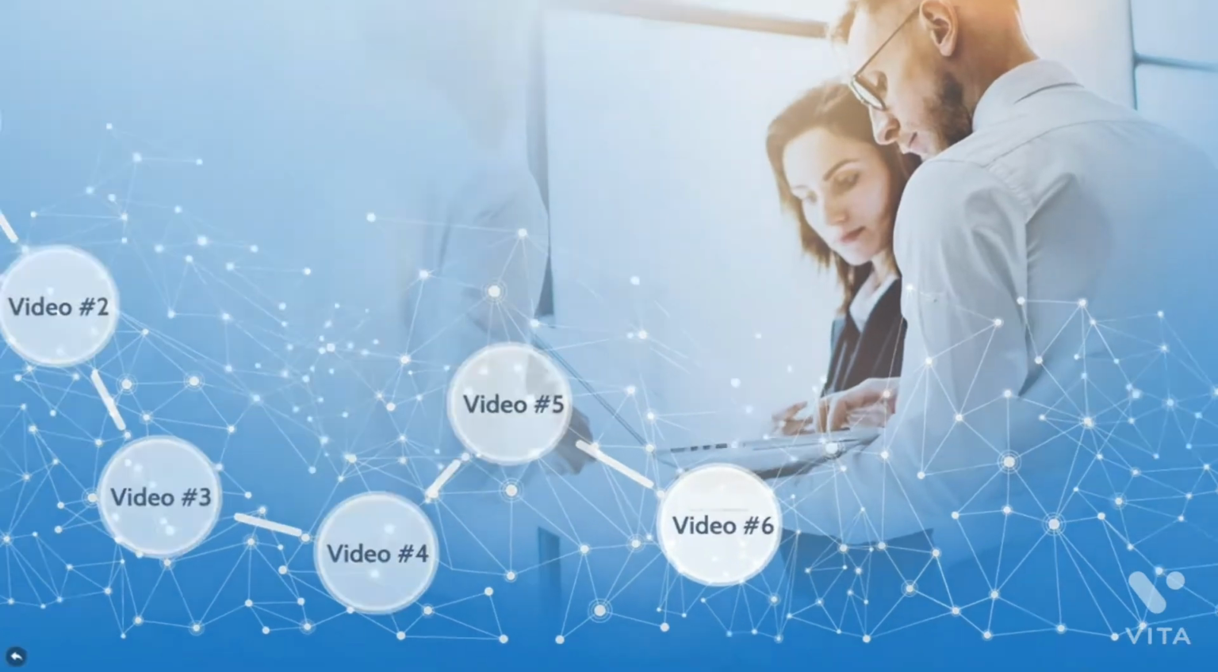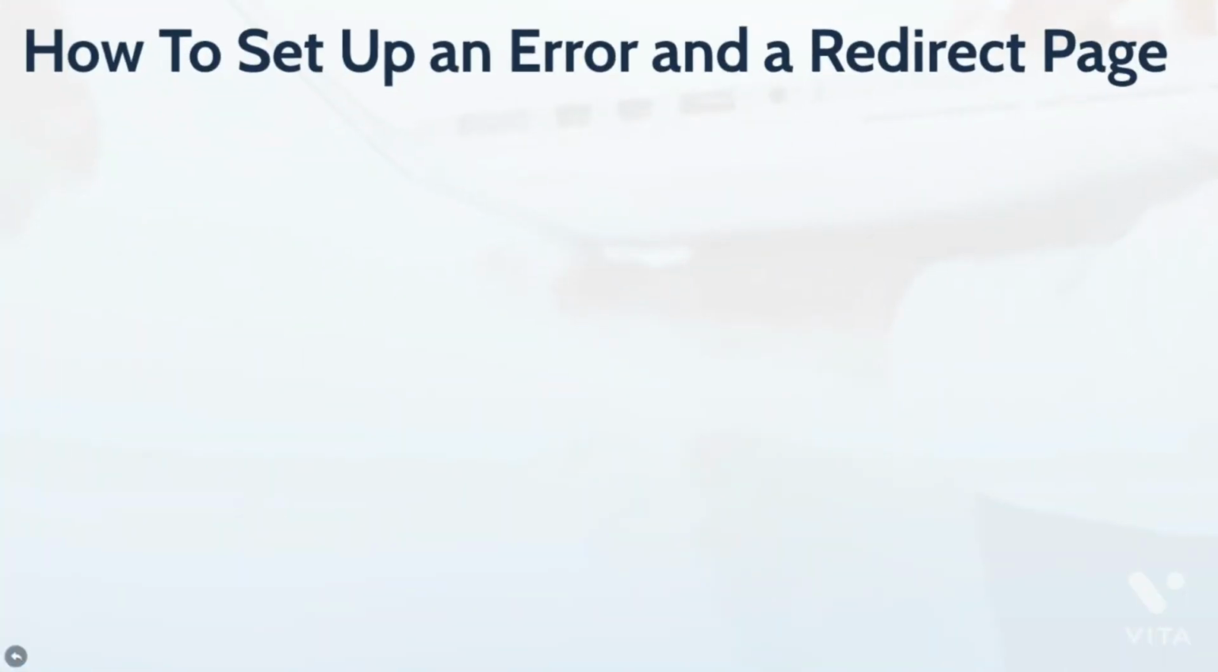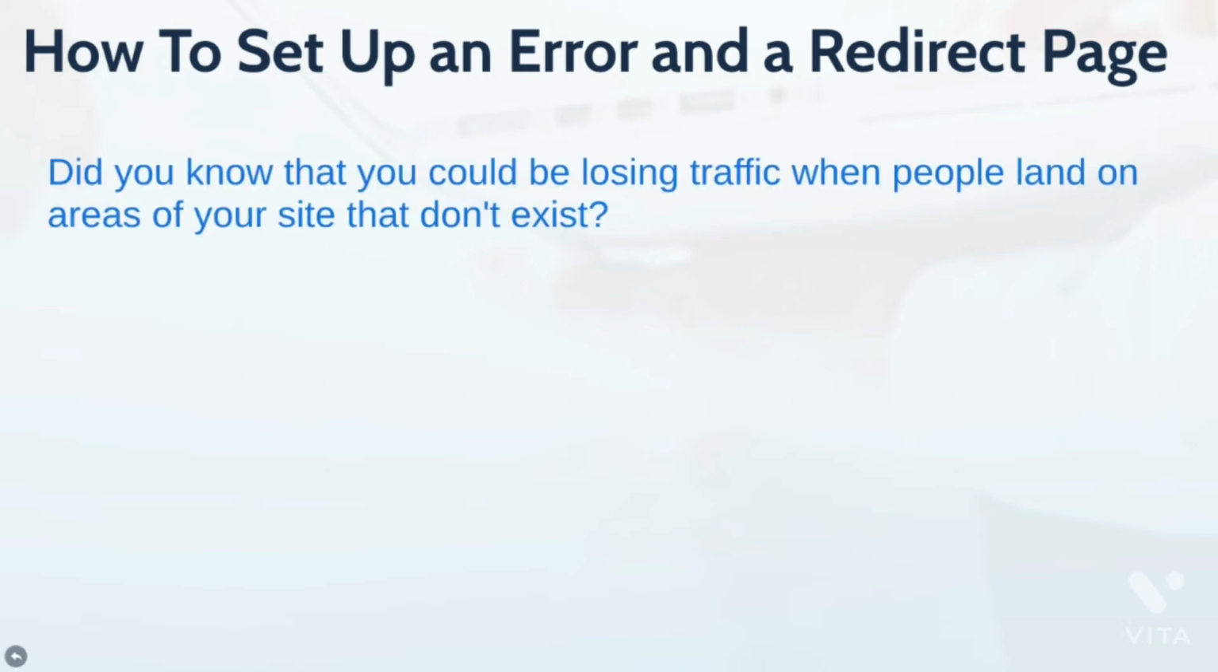Welcome to video number 6, and in this particular video we're going to talk about how to set up an error and redirect page. So did you know that you could be losing traffic when people land on certain areas of your website that don't exist? In other words, over the years of maintaining your website, you'll have pages and elements, videos, zip files, whatever, that will disappear on your website. And over the years they will be indexed by Google, and if somebody clicks on that through Google and they come to your website, it will lead to what we call a 404 error page.